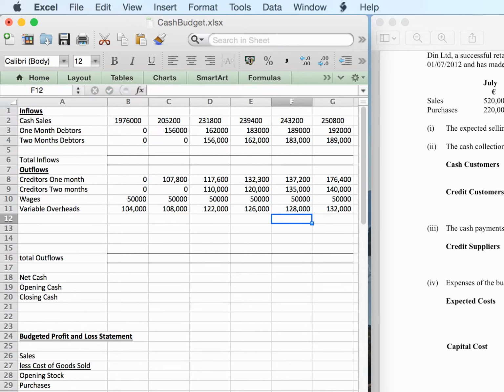So that's wages, variable overheads. Fixed overheads, including depreciation, 60 grand. So I need to work out my depreciation first before I can work that out. So I'll have to put that in. I need to work out my depreciation. So I notice here I'm buying equipment with estimated useful life of 5 years and no residual value.